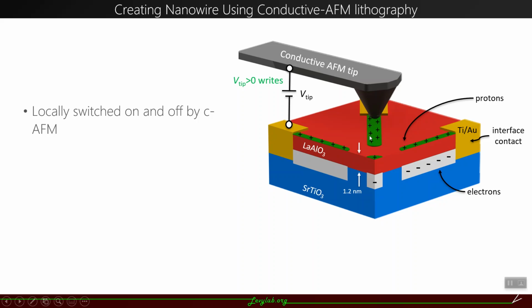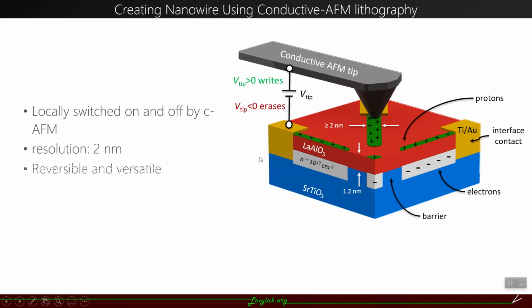The width of the nanowire is typically 10 nanometers, and by properly reducing the tip voltage, the width can be reduced to 2 nanometers. This is a reversible process, therefore by applying negative tip voltage, we can erase the nanowire and the interface restores the insulating state. Through this, we can create various nanostructures such as quantum dots, quantum point contacts, or superlattices.